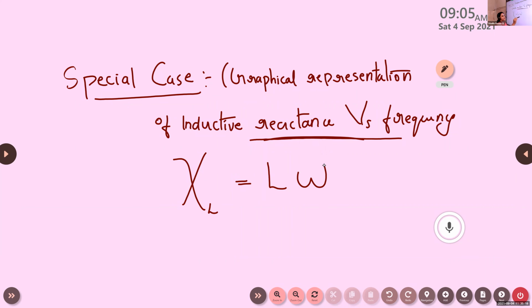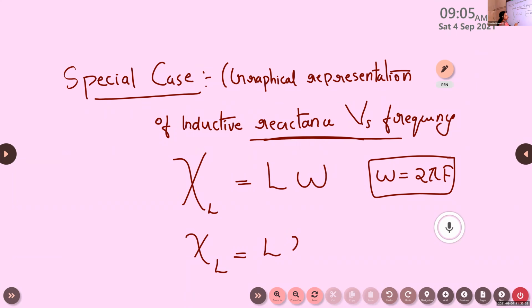But omega is equal to 2 pi f, the angular frequency. So we can write chi L is equal to L into 2 pi f, where L is the inductance and f is the frequency. Chi L is equal to L omega, where L is the inductance, omega is the angular frequency, and the relation between omega and the linear frequency is omega is equal to 2 pi f. So chi L is equal to L into 2 pi f.